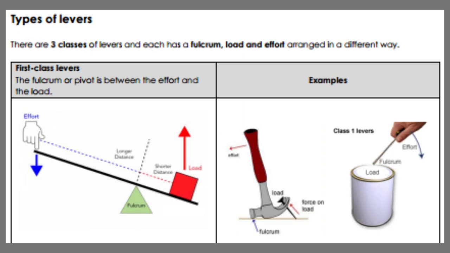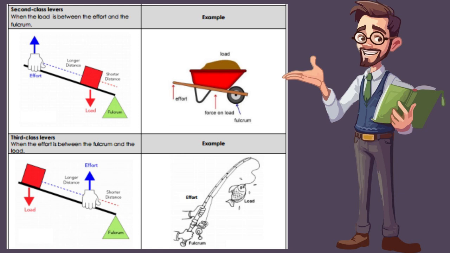Types of levers. There are 3 classes of levers and each has a fulcrum, load, and effort arranged in a different way. First-class levers: the fulcrum or pivot is between the effort and the load. Examples. Second-class levers: when the load is between the effort and the fulcrum. Example. Third-class levers: when the effort is between the fulcrum and the load. Example.